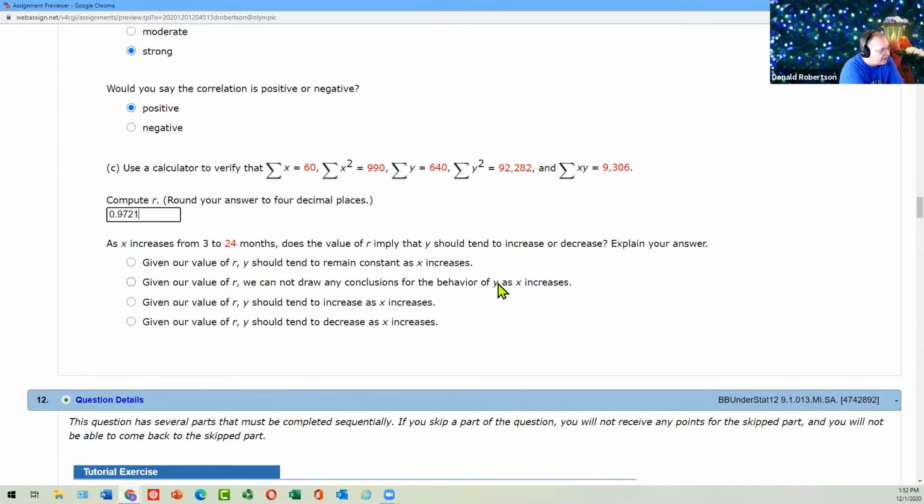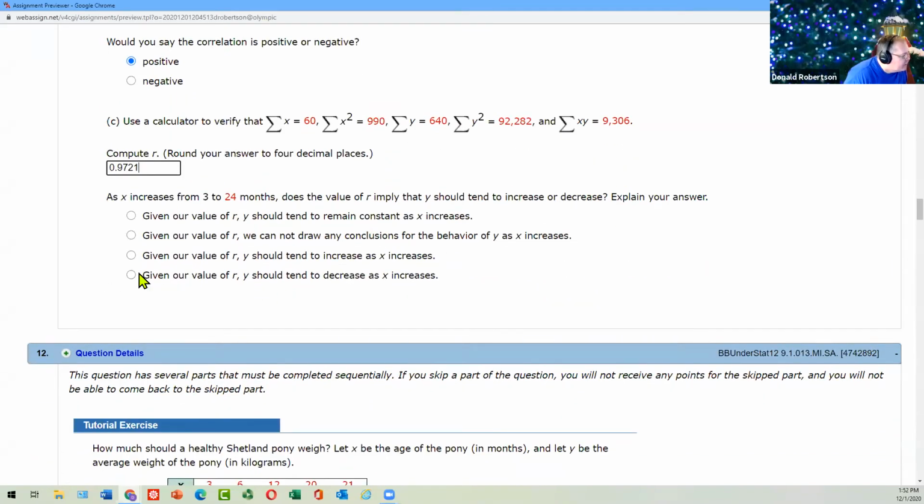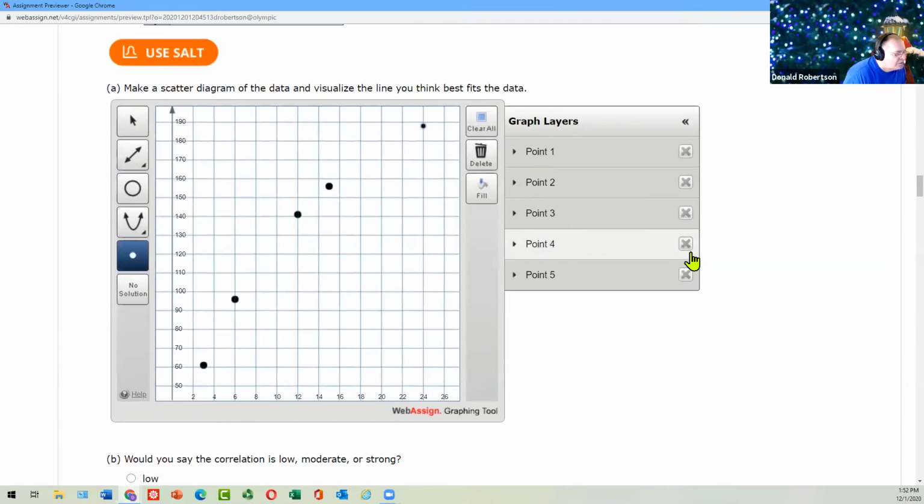Now they go on and say, as X increases from 3 to 24 months, does the value of R imply that Y tends to increase or decrease? Well, looking at that value of R, which is positive, we can draw the conclusion that Y will increase as X increases, right? They both go uphill. Are we good?